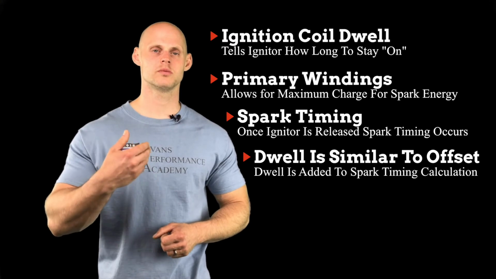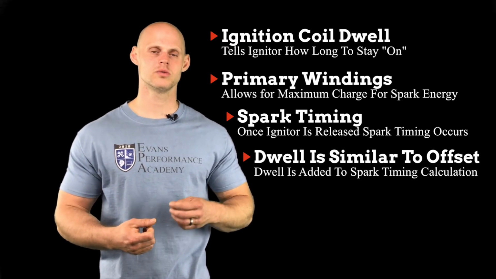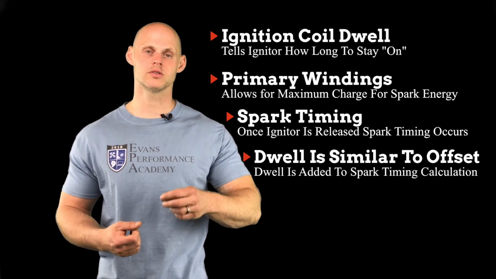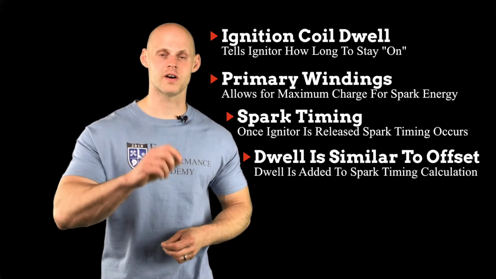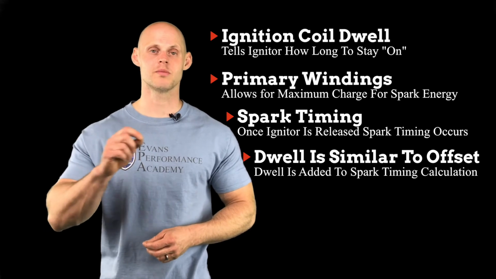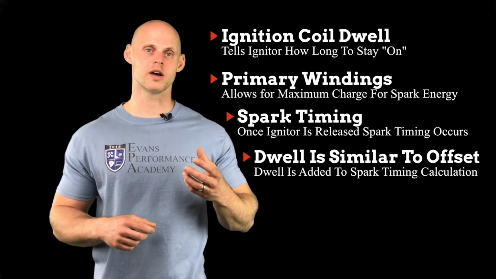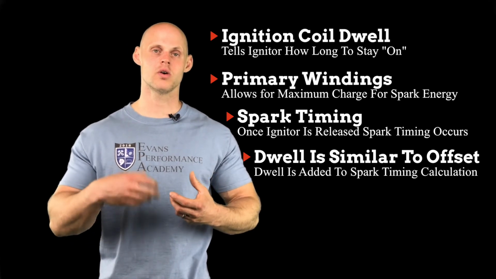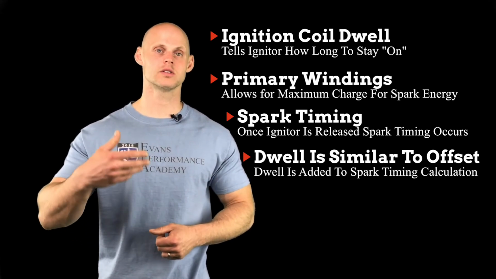And the coil dwell is going to be that same idea. It's going to turn the igniter on, and the point where it releases the signal to the igniter is the point where we're going to fire our spark plug from our spark timing map. The coil dwell is just going to provide how long we need the igniter to stay in an on status to allow the primary windings to charge up to get that spark energy.